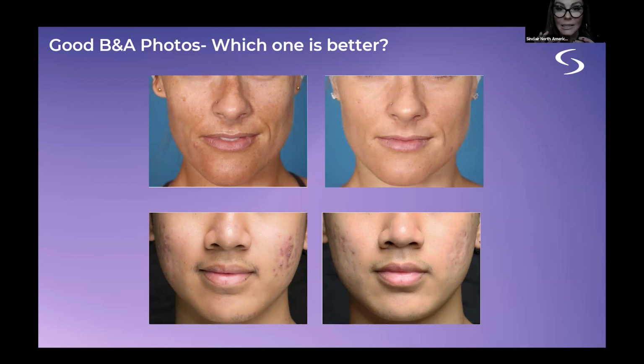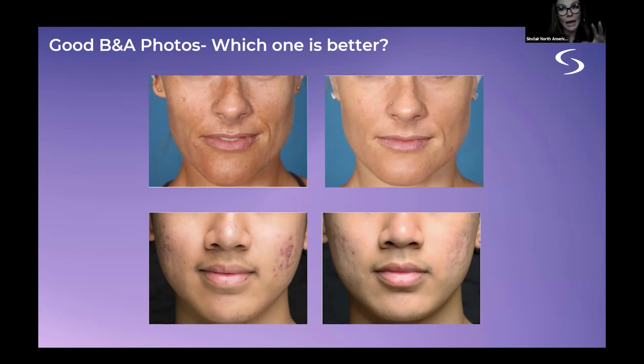But the biggest one is the lighting. Why is the top lighting different than the bottom? The biggest reason is that they were in a pitch black room in the bottom and they had one single light source, a ring light. Same ring light that's on me right now. You can see them in my glasses. That's what you want to use.